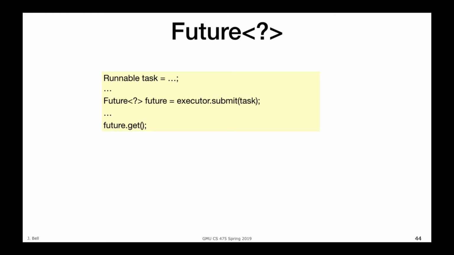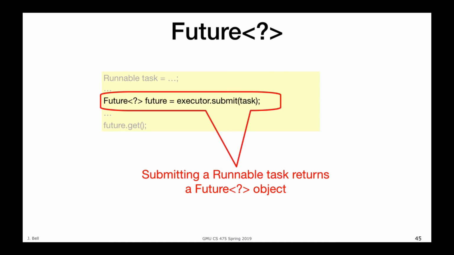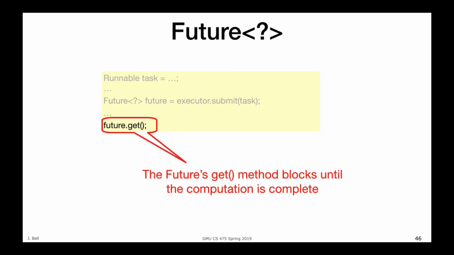Note also, we might have seen this interface too, where we submit a runnable to the executor. That still returns a Future, but not one that has a value on it. If we want to wait for a specific task to finish, we can call get, which is simply going to block until the computation is complete.